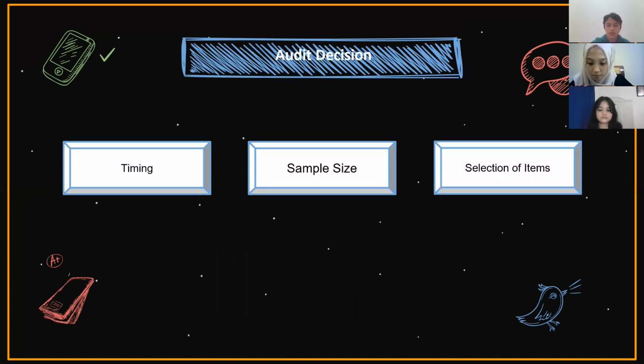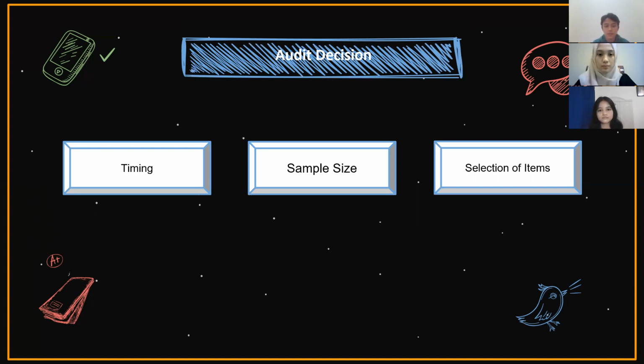Next, audit decision. When the auditor makes the audit decision, there are a few things to note. First one, timing. When the perpetual records are accurate and related controls operate effectively, it may be unnecessary for the client to count all the inventory at year end. When there are no perpetual records and the inventory is material, the client must take a complete physical inventory near the end of the accounting period.